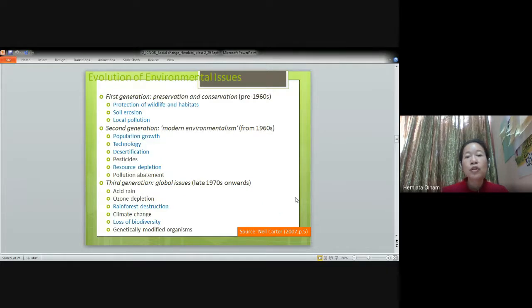Now, evolution of these environmental issues, if we try to trace with a clear-cut timeline, then we can categorize it into three. That is, first generation environmental issues, second generation environmental issues, and third generation environmental issues. In the first generation environmental issue, you would see people looking at preservation and conservation, right? And people are trying to look more at protection of wildlife and habitat, soil erosion, and local pollution.